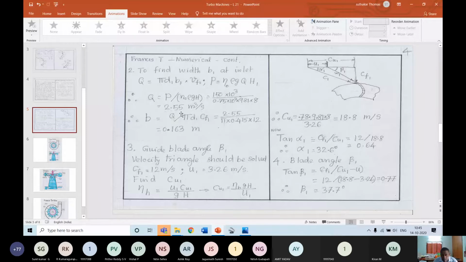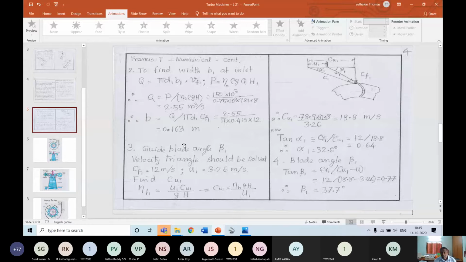Now the width B1 is equal to Q by pi D1 into CF1. So that comes to 2.55 divided by pi into 0.415 into 12. And you get a width value of 0.163 meters.